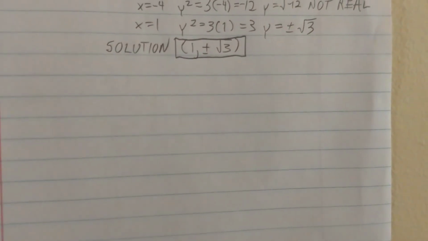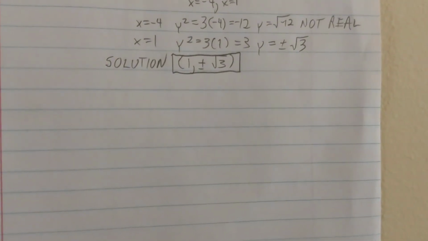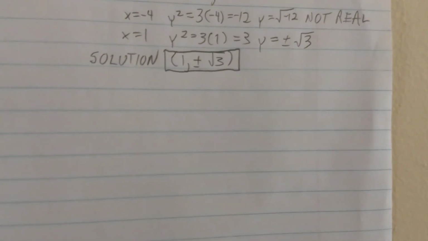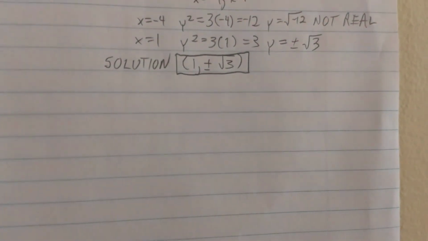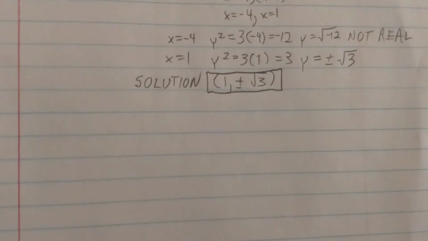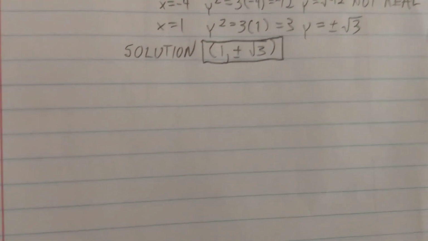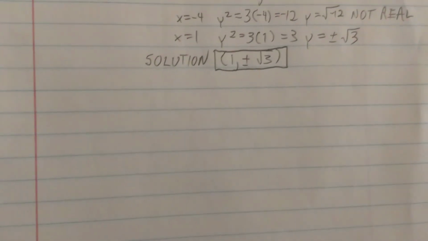As an intersection point. But when we use x equals 1, we get y squared equals 3 times 1, or 3, so y equals plus or minus square root of 3, and our solution then is 1, because that's our x, and plus or minus square root of 3 for y, and we are so done.